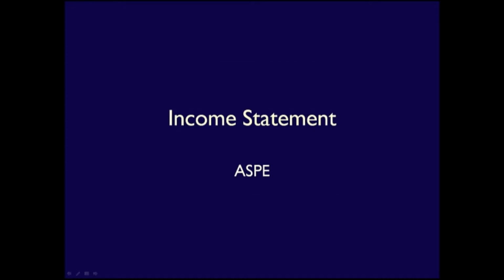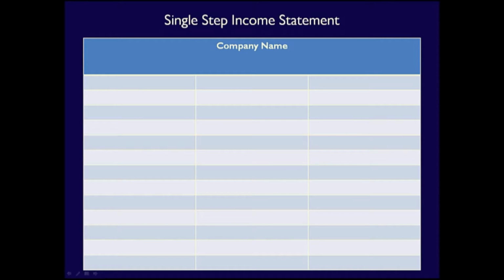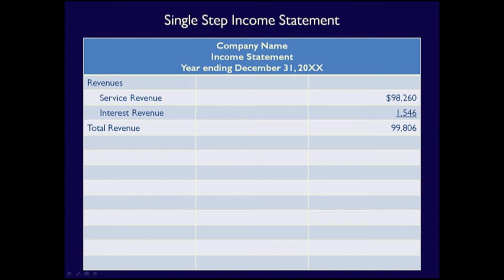Now that you understand the elements that make up the income statement, let's look at the format. The format of an income statement is important. Note that the heading must always include the company name, the title of the financial statement, and the time period covered. Then revenues are listed first. If there are multiple revenues, you must list each different type of revenue individually, and then show a subtotal called total revenues.